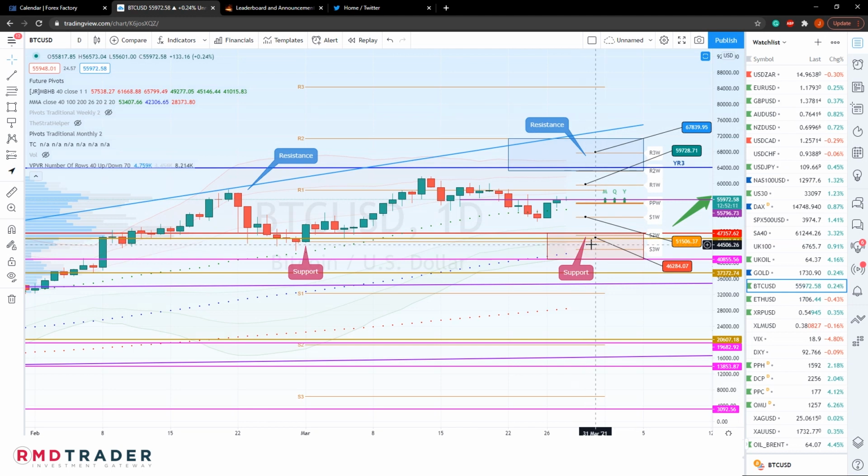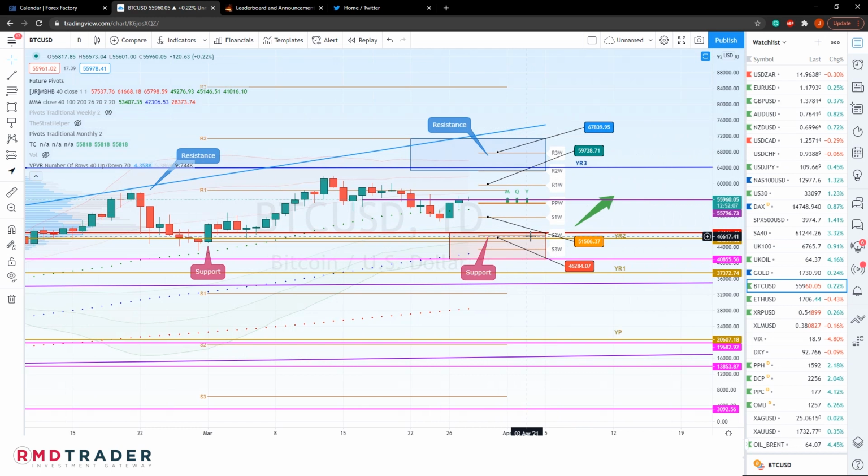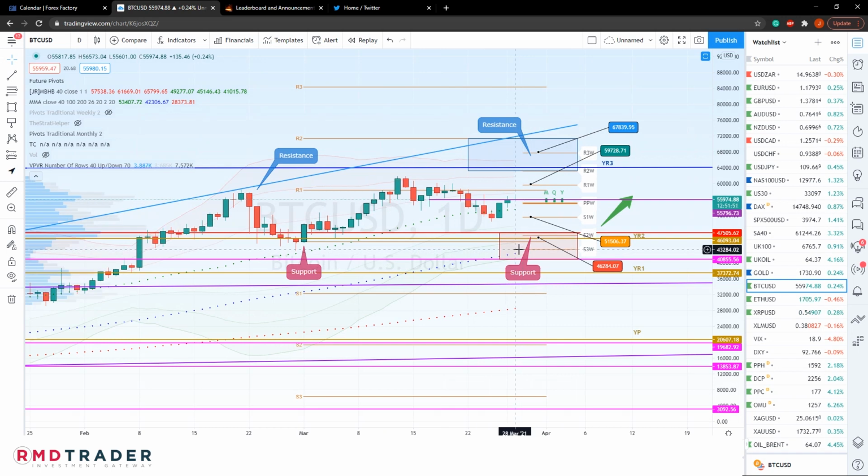Just looking at some support, we do have our yearly R2 pivot sitting at about 46,285, and that would then act as support, and that support zone then extending down towards our daily 100 SMA at about 43,280. We will also find some additional support from the weekly S3. And that concludes our technical market overview.